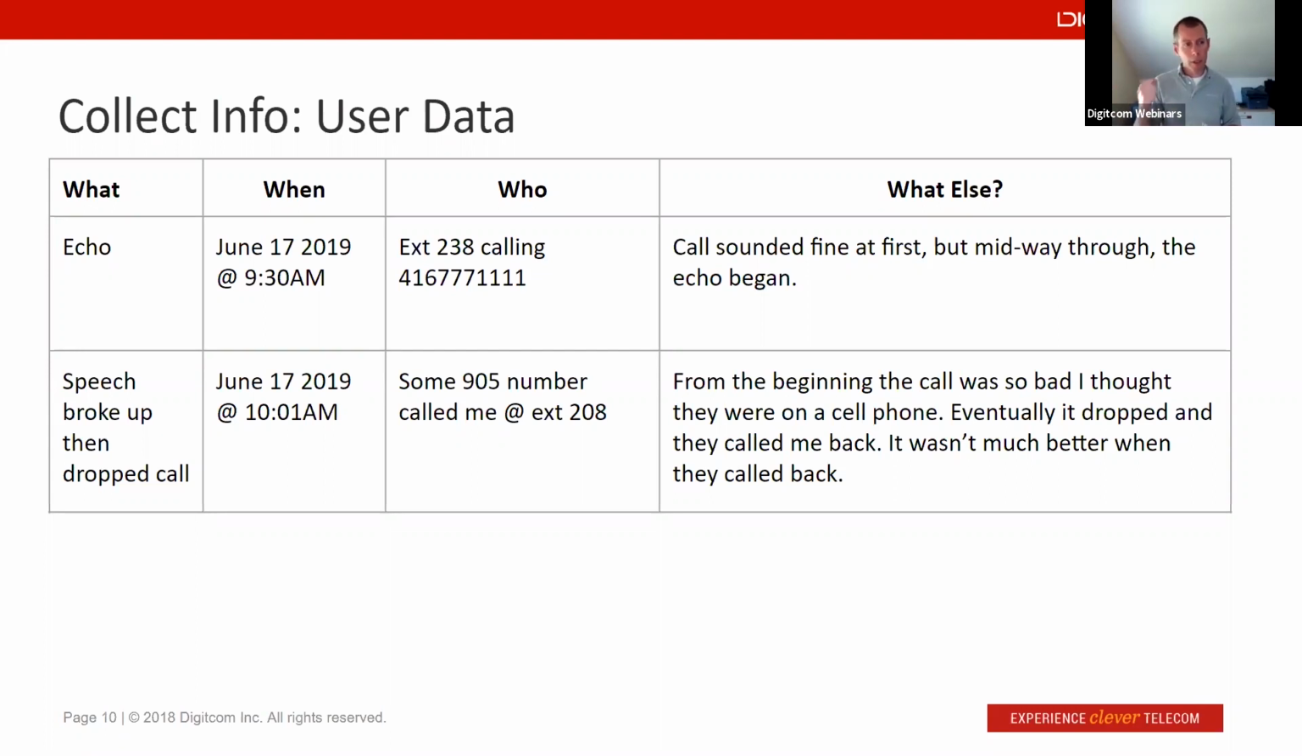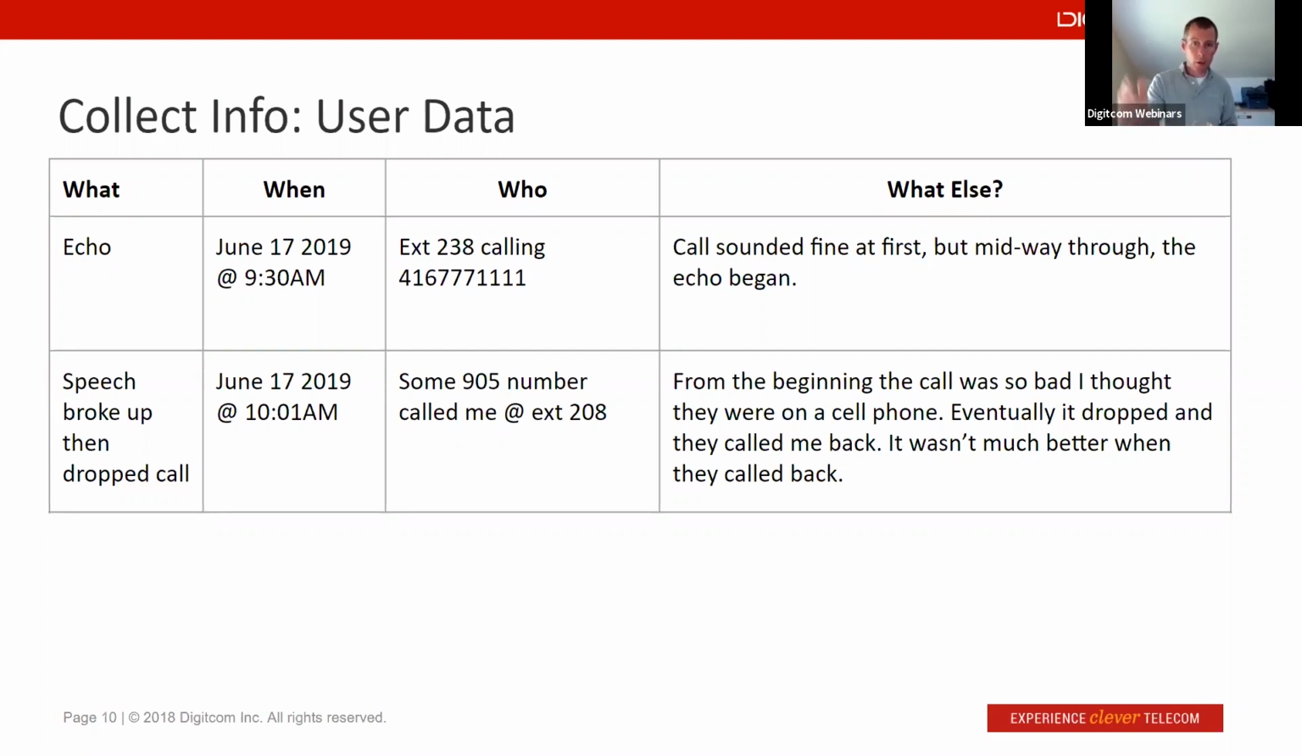Okay, the second one, I'm just spitballing these. Speech broke up. It was kind of garbled, and then the call dropped. Uh-oh. When did that happen? June 17th, 10:01 a.m. And it's interesting, I had a complaint from extension 208 just before that at 9:30 a.m. That's interesting. Okay, and then who? Well, I don't remember who it was, but some 905 number called me. It's from the 905 area, and I was at extension 208 when I took it.